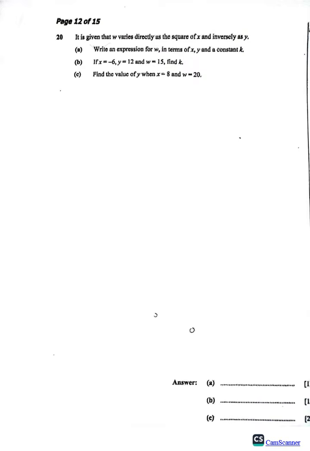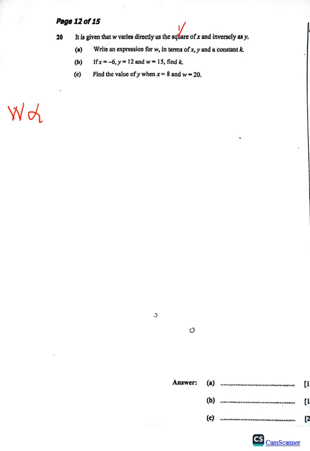So it is given that W varies directly as the square of x and inversely as y. Write an expression for W in terms of x, y, and a constant k. Okay, so let's say we have W varies directly as the square.